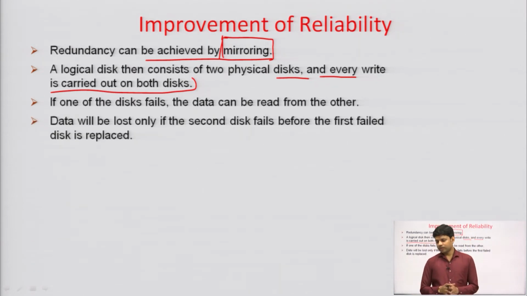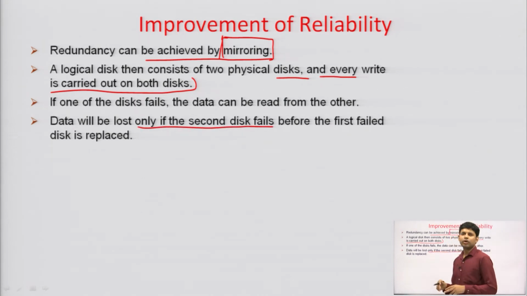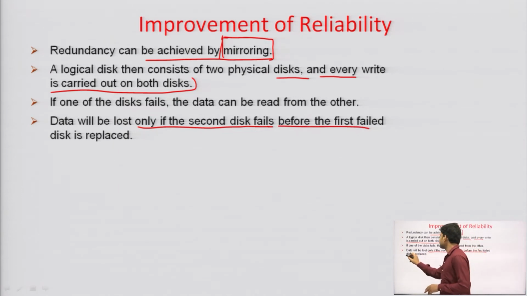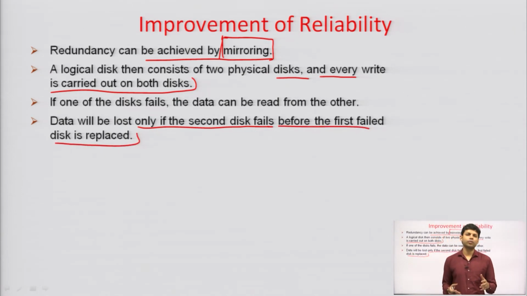Data will be lost if the second disk fails before the first failed disk is replaced. Okay. So, data will be lost only if the second disk fails, only if the second disk fails before the first failed disk is replaced. Like if you are using 2 hard disks, what is the scenario when my data will be lost? If both of the disks have failed.